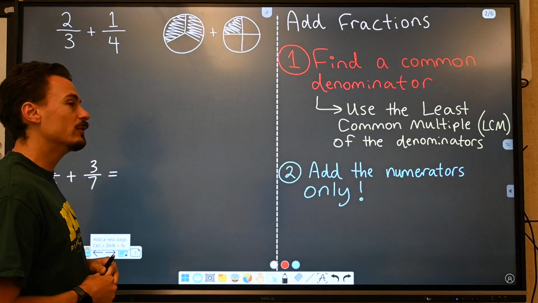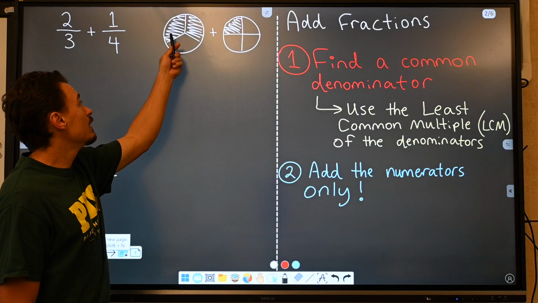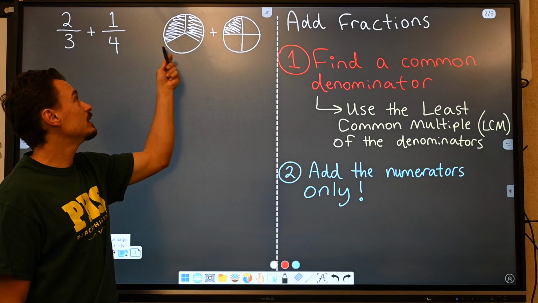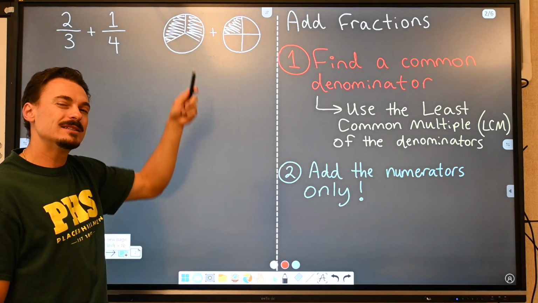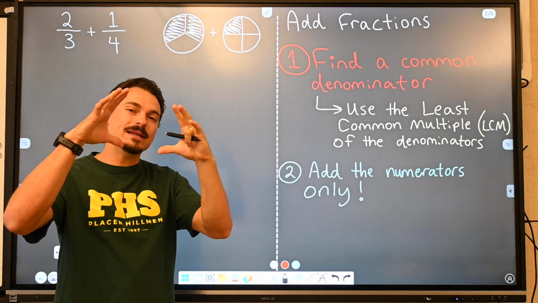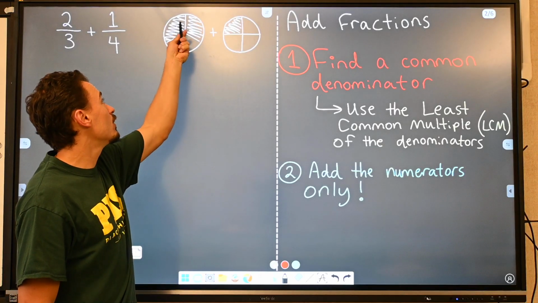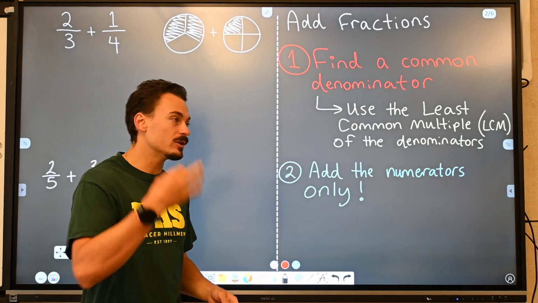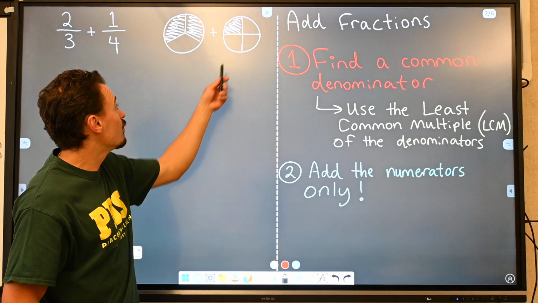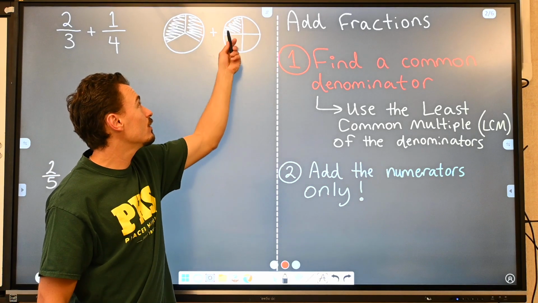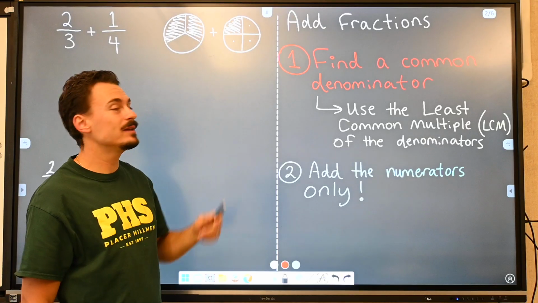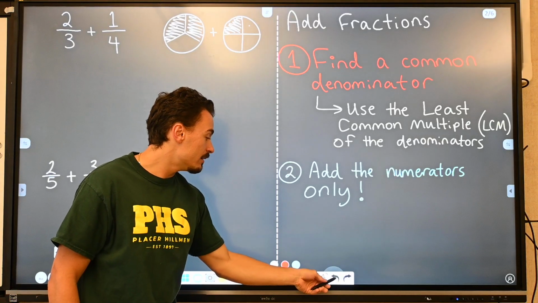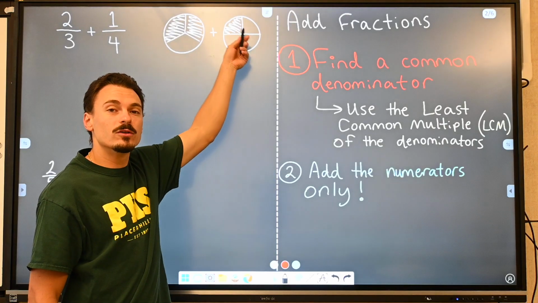All right, and if you look at a picture of 2/3, I drew it right here. We have 2/3 shaded in. Let's take a pie. Imagine a pie or a pizza. Cut it up into thirds. 1, 2, 3 pieces, and then you're taking 2 of those thirds. Also, we have 1/4. So here's a fourth. 1, 2, 3, 4 pieces of a pie or a pizza, and you are taking 1 of those fourths.